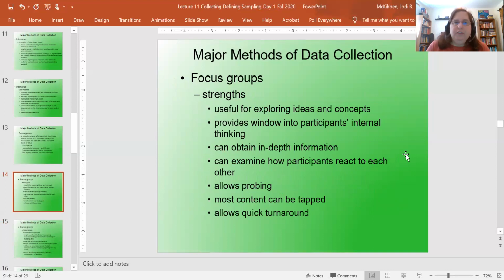What are some of the strengths? Well, as you might probably already be guessing, it very much allows you to explore ideas, to get really in the window of how people are thinking. You can attain lots of in-depth information. You uniquely in this one get how participants react to each other. Right? You can probe, you can follow up when they say something, and you are able to get at most content.